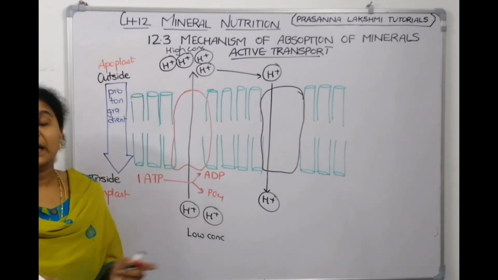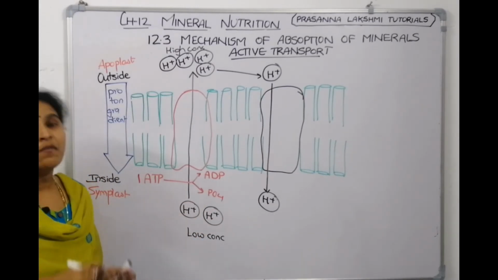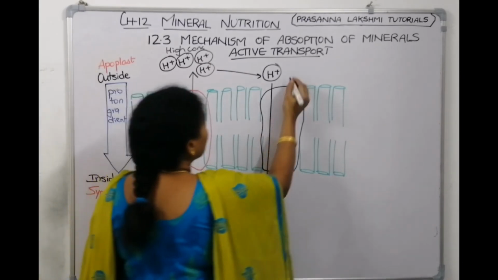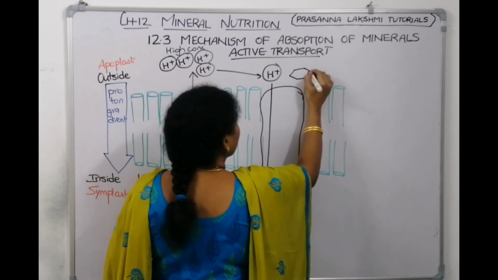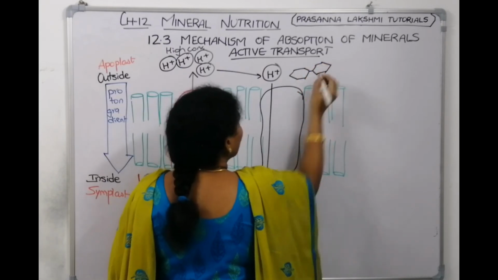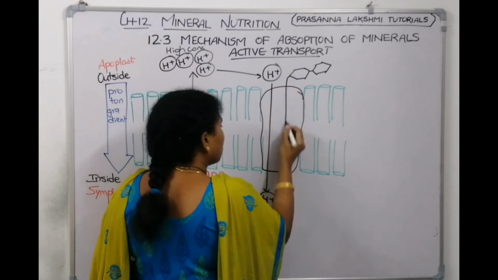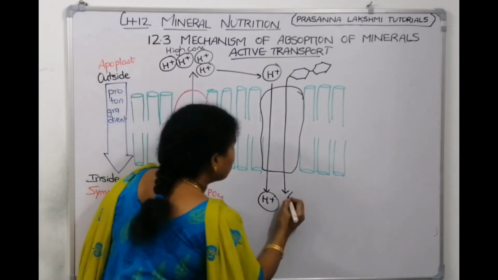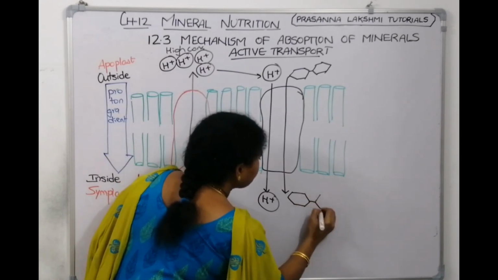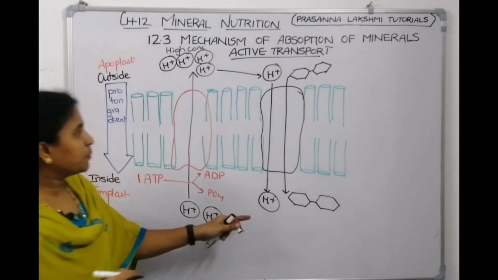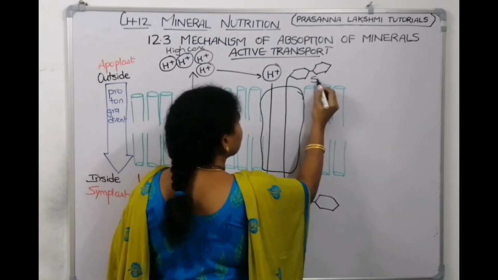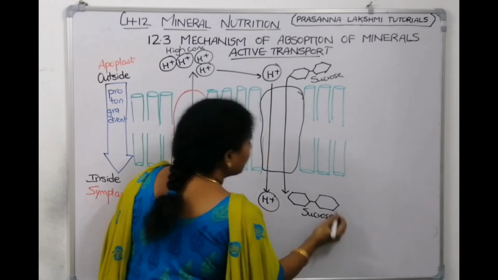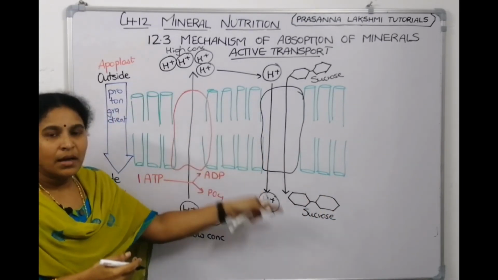Now, when H plus particles are trying to come back inside a plant cell, along with the H plus particles, sucrose molecules can also come. The sucrose molecule will say, when you are going, take me also in. If the sucrose molecule is also trying to come inside along with the H plus particle, this is sucrose. If this is also trying to come inside, then this is called active transport.